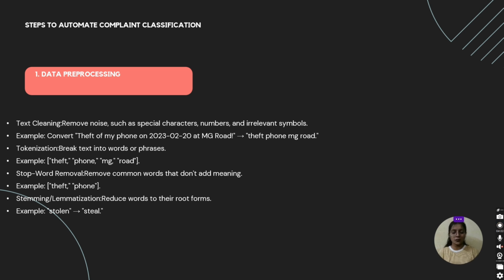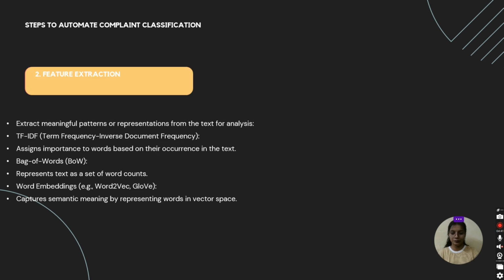Now, in next step, we have to remove the stop words. Now, stemming and lemmatization is the second and the last step in data preprocessing, in which we reduce words to their root forms. For example, stolen to steal.